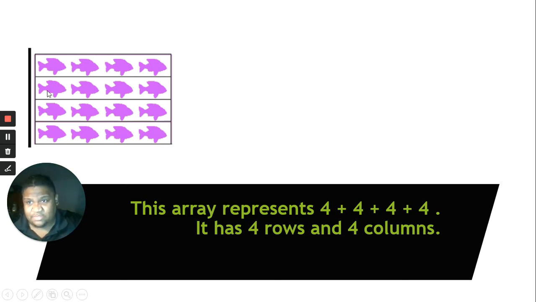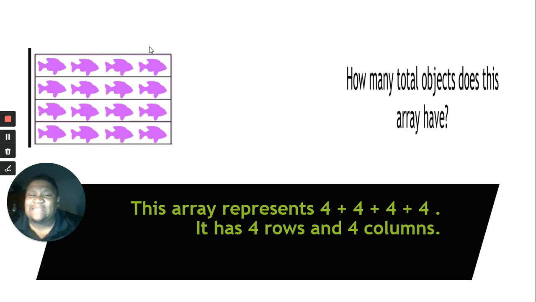Let's look at the columns. 1, 2, 3, 4. It has 4 columns. So the question that we must ask ourselves is, how many total objects does this array have? I'm going to give you some time to count.